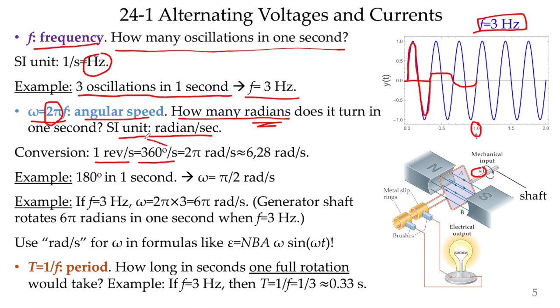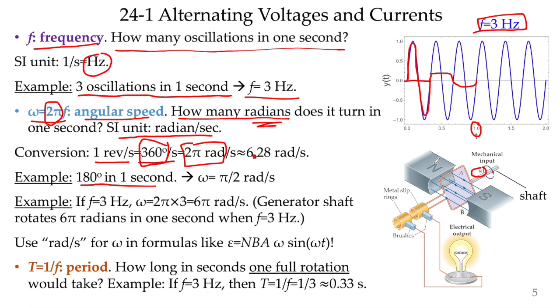Or if you want to write this in terms of radians, it means 2 pi radians per second. And you know 2 pi is approximately 6.28. Okay, this is 6.28 radians per second. Okay, let me give you an example. So 180 degrees in 1 second. Let's say this shaft or this circuit rotates 180 degrees in 1 second.